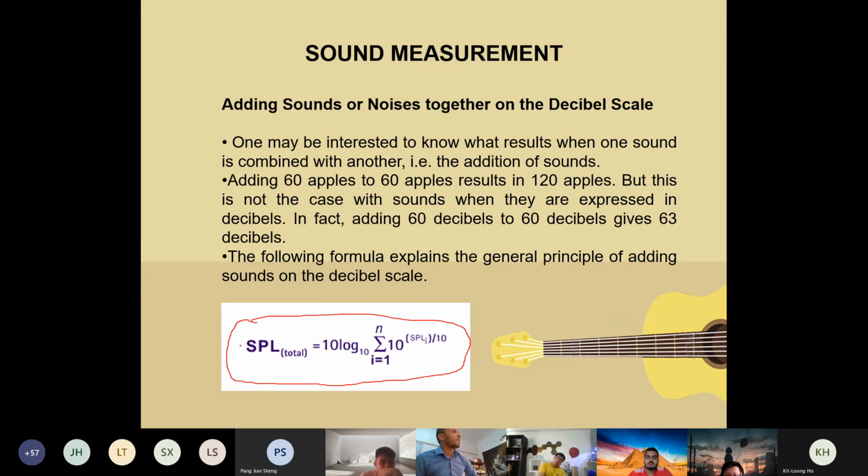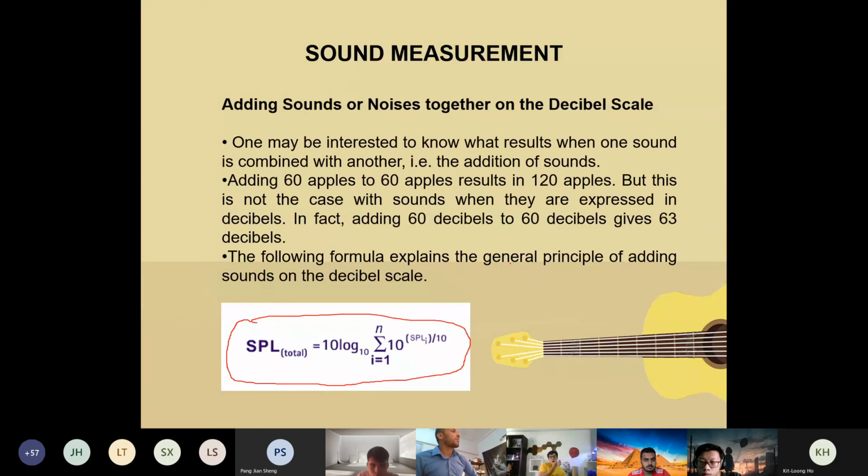So here is an example. Adding 60 apples to 60 apples results in 120 apples. But this is not the case with sound when they are expressed in decibels. In fact, adding 60 decibels to 60 decibels gives 63 decibels. If you combine two sound levels 60-60, the result of sound level is 63, not 60 plus 60.